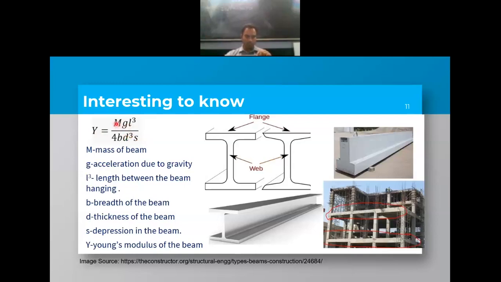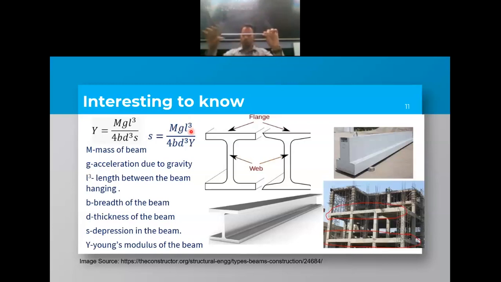I take the very famous Young's modulus equation. Y is equal to mgL cube by 4BD cube S, where Y stands for the Young's modulus of elasticity, m is the mass, g is the acceleration due to gravity, L is the length of hanging. Suppose I take a bridge, if I have 2 knife edges, this is the length of hanging. B is the breadth of this beam, D is the thickness of this beam, and S is the depression. Depression means how much it is getting bent.